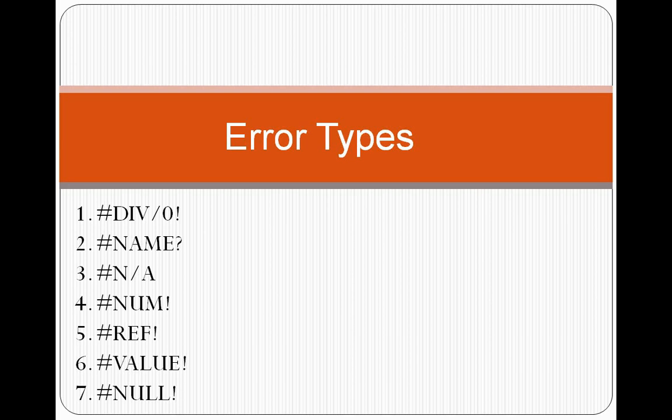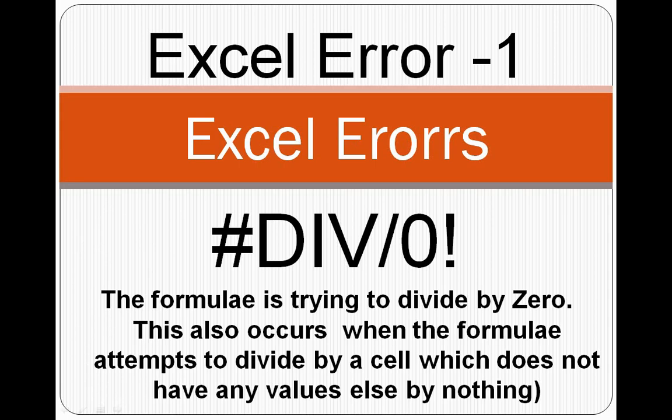So 7 errors generally come in Excel. One is the div error, second is name, third is NA, the fourth is number, fifth is reference, the sixth is value, and the seventh is null error. Let's see one by one. Let's start with the different types of error.